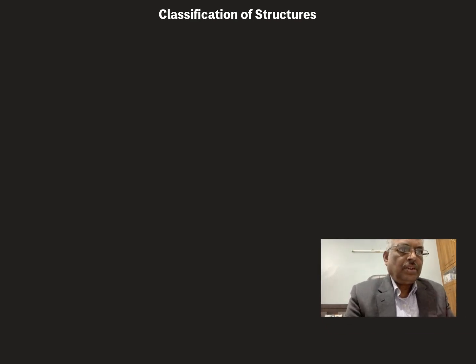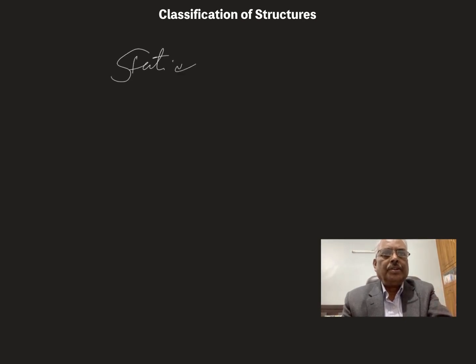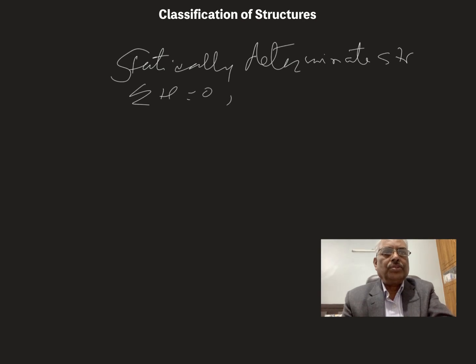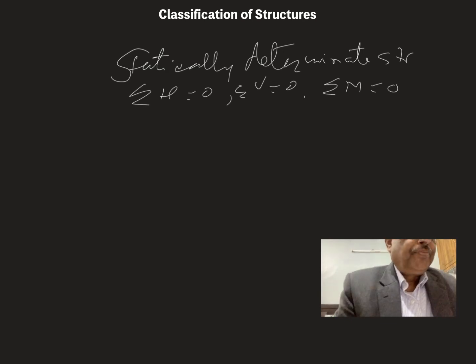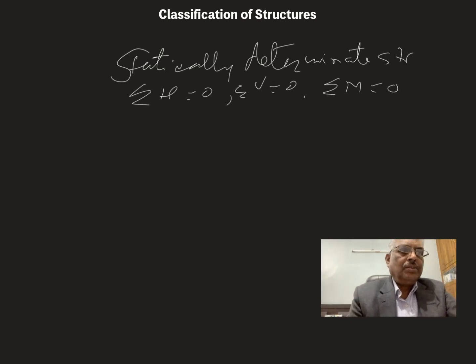Now, the classification of these structures: broadly two types of classification. Statically determinate structure, where sum of horizontal forces is zero, sum of vertical forces is zero, sum of moments is zero. So in a structure, if this condition is fulfilled, then this is a statically determinate structure. So maximum 3 unknowns can be found out.